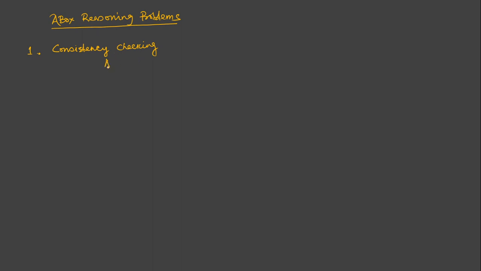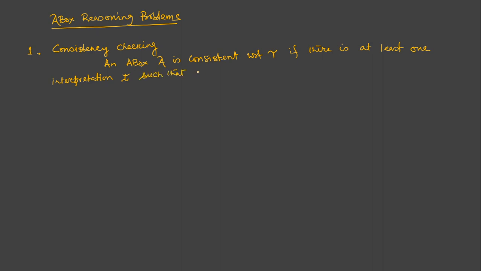So we say that an A box A is consistent, again with respect to a T box T, if there is at least one interpretation I such that this I is a model of A with respect to T box T, and also I is a model of T, right?